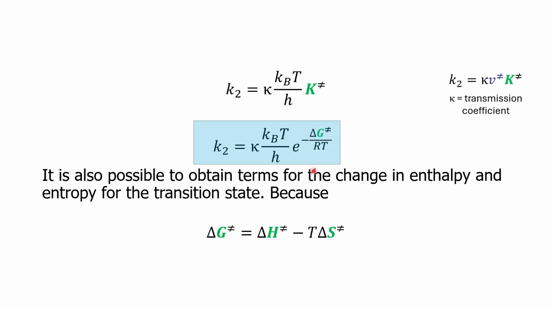Furthermore, since the Gibbs free energy change is related to the enthalpy and the entropy by definition, where ΔG equals ΔH minus TΔS, it is also possible to obtain the rate constant in terms of the change in enthalpy and entropy for the transition state.